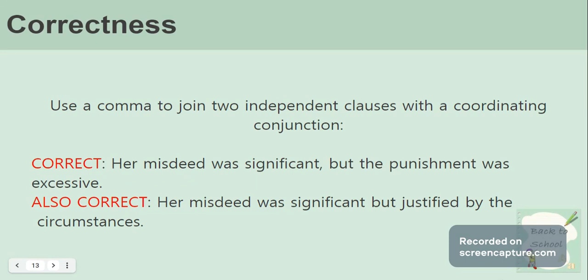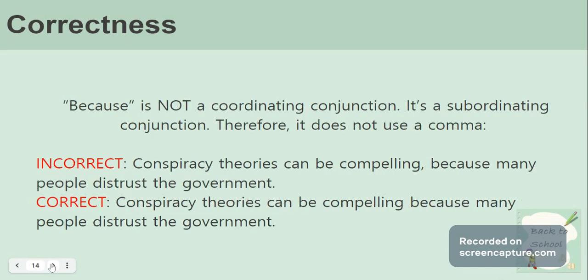It is also correct to say that her misdeed was significant because or but justified by the circumstances. That is also acceptable. Okay. Next one. Because is not a coordinating conjunction. It's a subordinating conjunction, therefore it does not use a comma. Incorrect: Conspiracy theories can be compelling, comma, because many people distrust the government. How to correct it? Just remove the comma. Because, once again, because is not a coordinating conjunction, it does not need a comma before because.